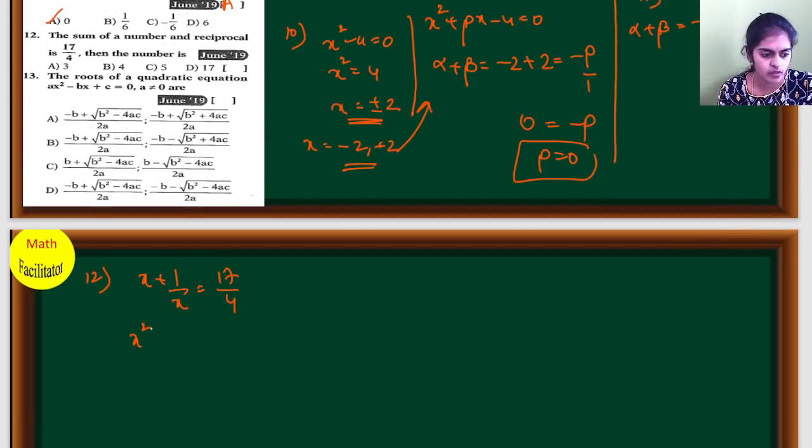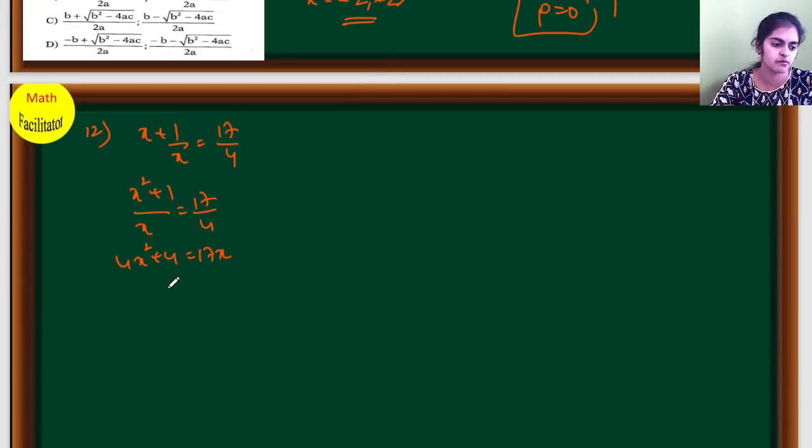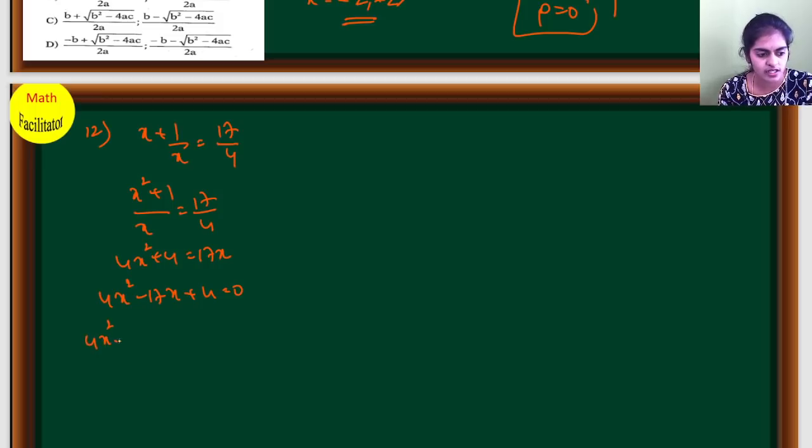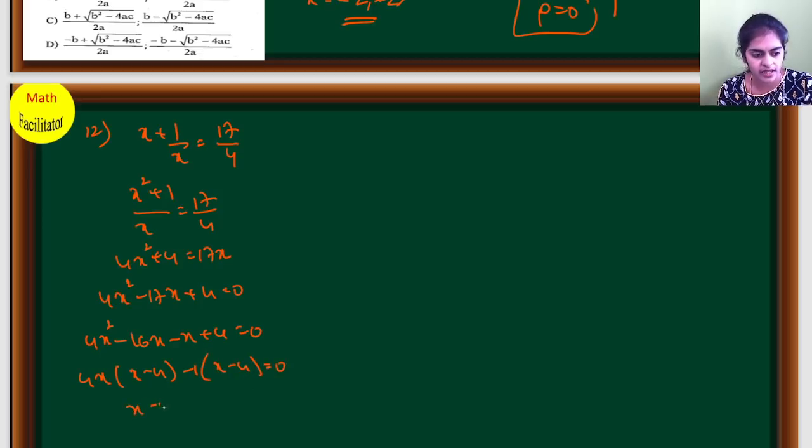So this is x plus 1 by x is 17 by 4. So cross multiply, you will have 4x square plus 4 is 17x. Or I can write 4x square minus 17x plus 4 equal to 0. Now if I take the factors, it is 4x square minus 16x minus x plus 4 equal to 0. I can take 4x common, so I'll have x minus 4, minus 1 common, x minus 4 equal to 0. So x minus 4 and 4x minus 1 is 0.